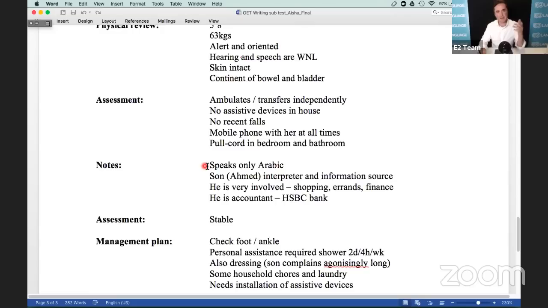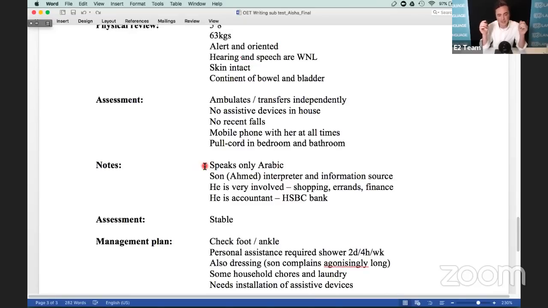Okay. Now you need to think to yourself, I'm referring this patient to Sharon Wilkins. I imagine Sharon Wilkins speaks English. Sharon Wilkins sounds like a pretty English-speaking sounding name. This patient only speaks Arabic. How important is that? Because you have to remember that Sharon Wilkins will be visiting Aisha Amari in her house.